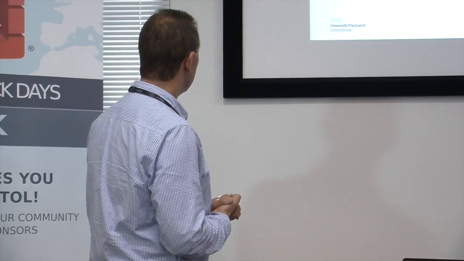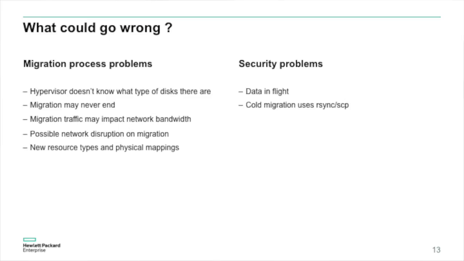And the new resource types. As we added things like PCI PT and SRIOV, there are some challenges in live migration that are not yet solved. The other challenge is the security one. The data in flight is not particularly secure in a QEMU model, and the cold migration currently implemented using rsync and SCP uses passwordless SSH using SSH keys, and not all customers are comfortable with that.